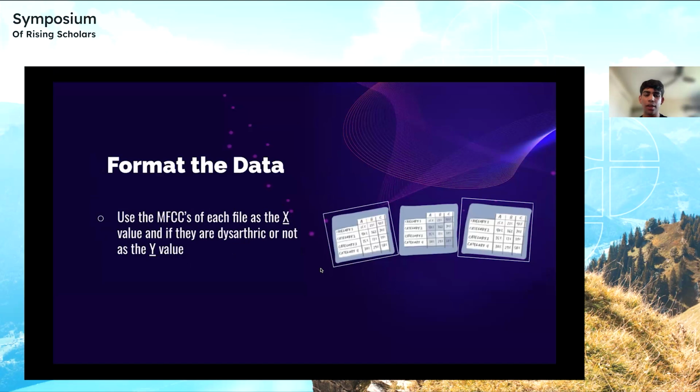So once we do that, we have to format the data, because we can't just input the data without telling the model, okay, what does this data mean? Is this data mapped to someone who's dysarthric, or is it mapped to someone who isn't dysarthric? So that's what we do.